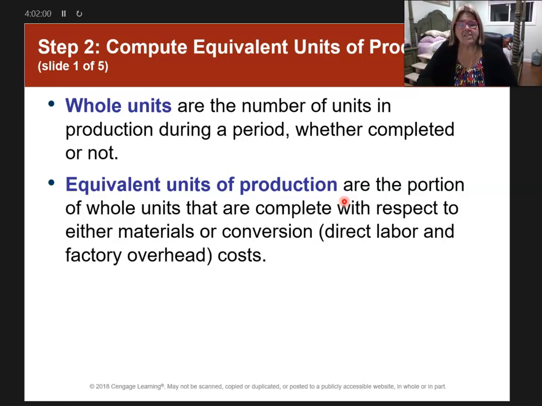So I want to say this. When I start production, direct materials is added. 100% of direct materials are added at the beginning. So anything already in group 1, which was my beginning inventory, had direct materials added from last month. The conversion cost, which is direct labor and factory overhead, is added along the way based upon a percent. So keep that in mind.